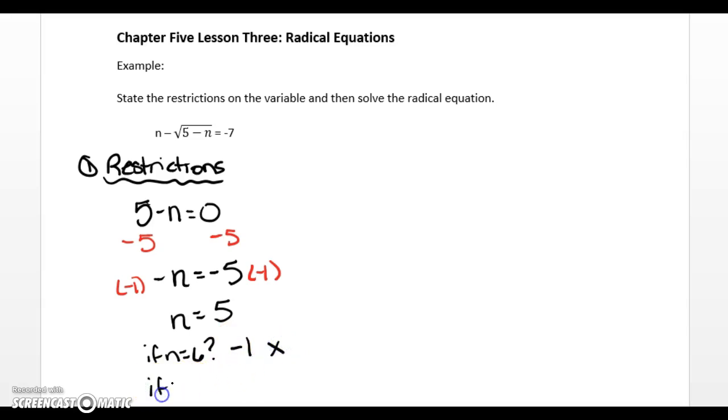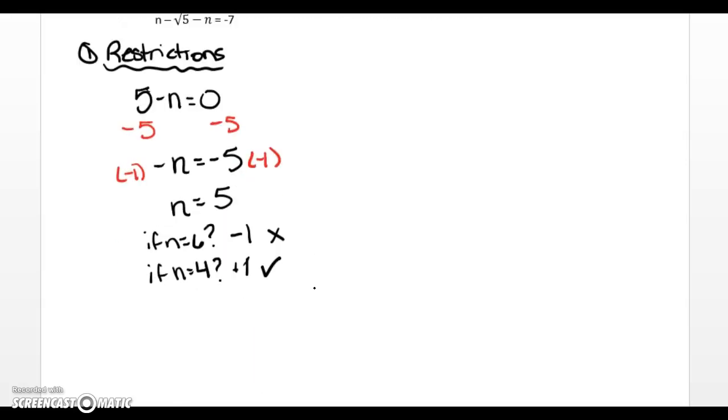But what happens if we go lower than 5? What if we went 4? So we had 5 minus 4 is +1. This is good. We want this. So basically anything higher than 5, we don't want. That would be undefined in your radicals, under that radical. So in order to restrict it, we don't want anything higher than 5. So we're going to say that n must be less than or equal to 5.